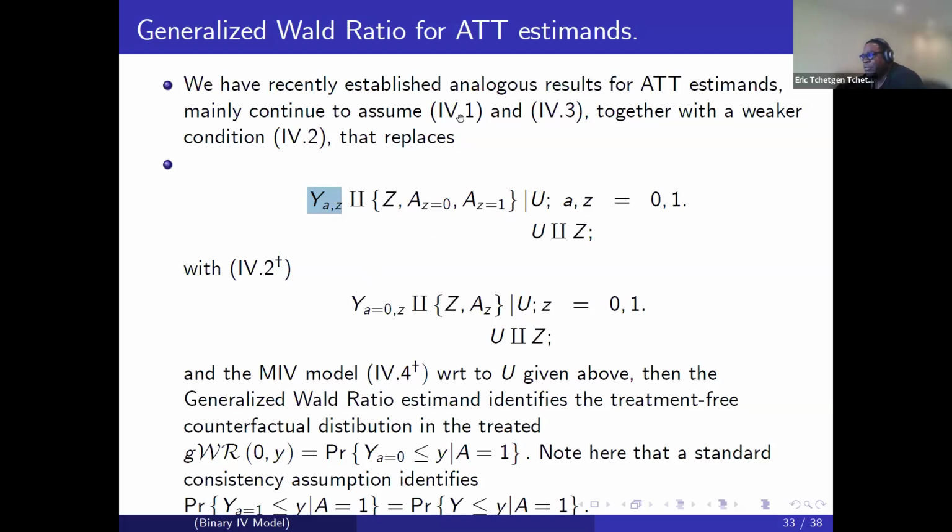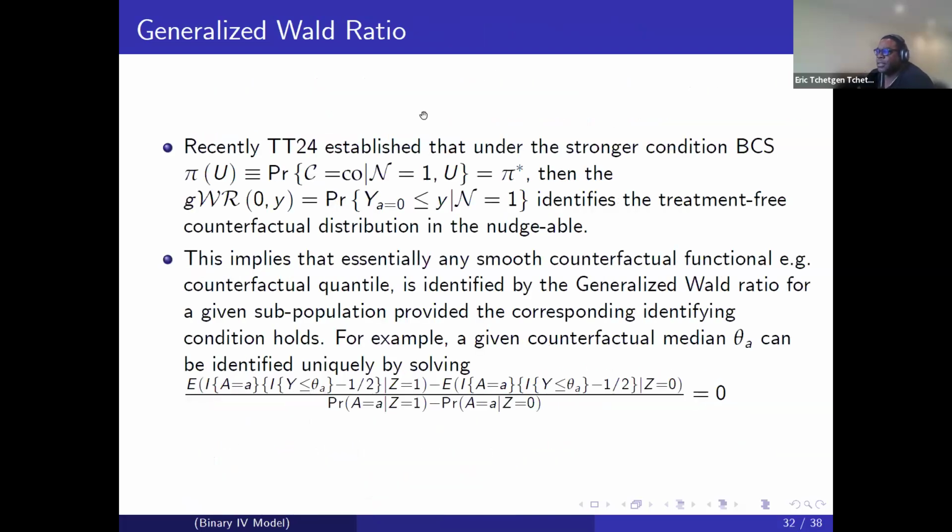And so under IV1, IV2, IV3, and this modified IV2 dagger condition, together with IV4 dagger, which is the multiple IV model with respect to U, given above, so the U that satisfies this condition, then the generalized Wald ratio estimate identifies a treatment-free counterfactual distribution in the treated. Note here that a standard confounding assumption would identify the same distribution for Y1 in the treated, and therefore would identify any contrast or any functional of both.